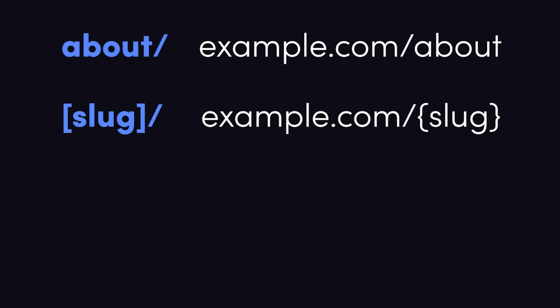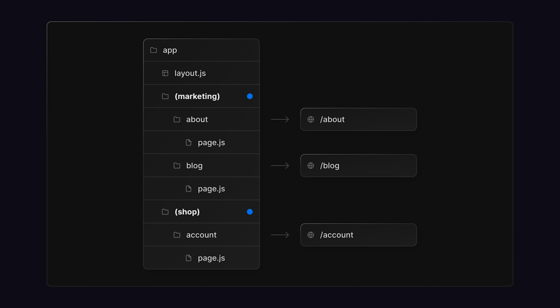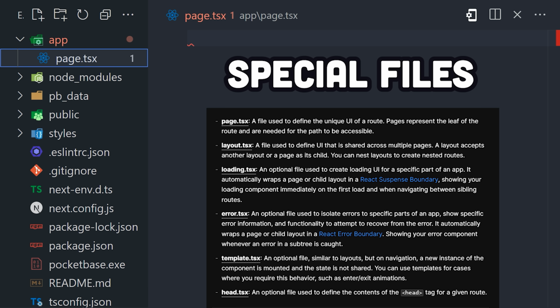When a directory is surrounded by brackets, that means it's a dynamic route, which might be like an ID or username that can be any wildcard value. In addition, directories can be surrounded by parentheses, which means they'll be ignored by the routing system. This can be useful when you want to place some files somewhere, but don't want it to affect the actual URL structure.